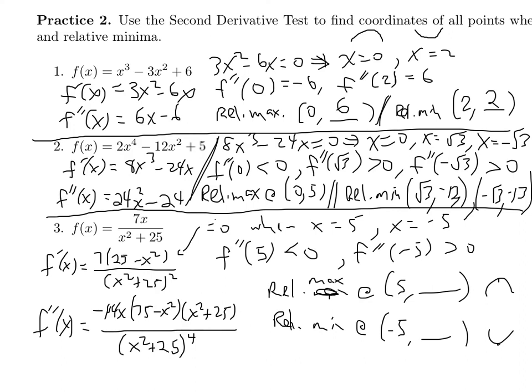So the y-coordinates come from just plugging in the x's into this formula. So putting 5 in for x, we have 35 on the top, and we have 50 on the bottom, 25 plus 25. So 35 over 50 is the same as 7 over 10. And when we put negative 5 in, we get negative 35 over 50, which is negative 7 over 10. And so we know that the high points and low points of this graph occur at those points.